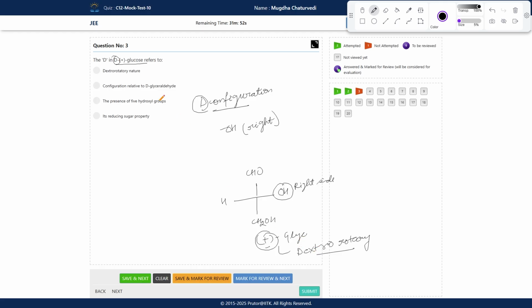Alright, so if I talk about this D in glucose, what does this tell us? This tells us about the configuration relative to D-glyceraldehyde. This plus tells us about the dextrorotatory nature. So this is wrong, the presence of 5-hydroxyl group is also wrong, and this is also wrong. If it is asked about D, then D means configuration relative to D-glyceraldehyde. And if the plus was asked, then plus means it is dextrorotatory in nature. So the right answer for this question is option B. Let's move on to the next question.